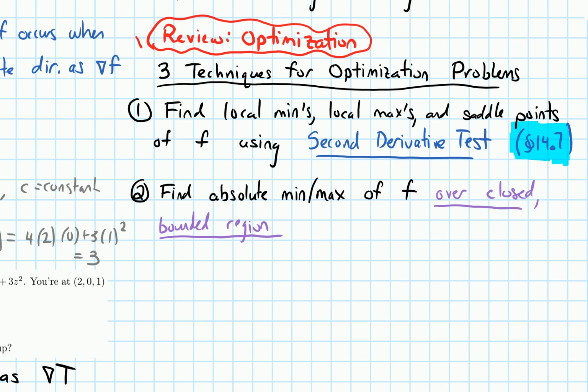So our method for dealing with optimization problems like this involved, we first find the critical numbers of f in the region. So we don't care about the critical numbers that might lie outside the region, because we're just trying to find the min and the max over whatever this closed bounded region is.